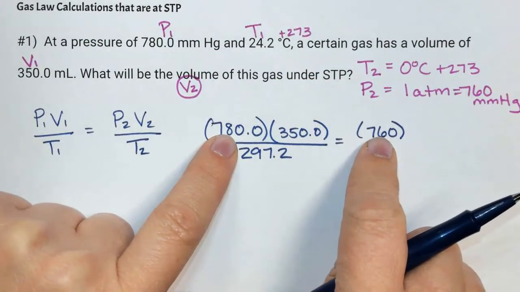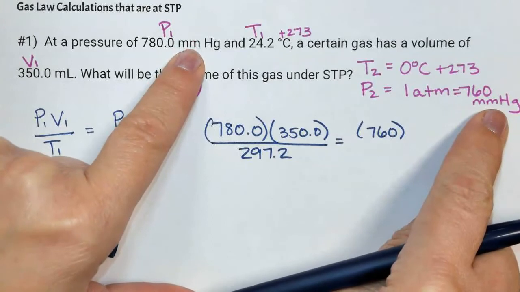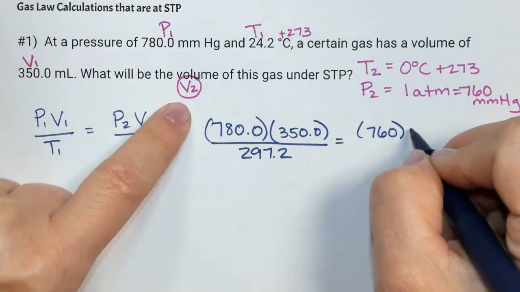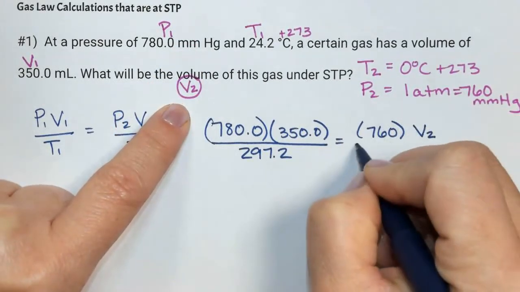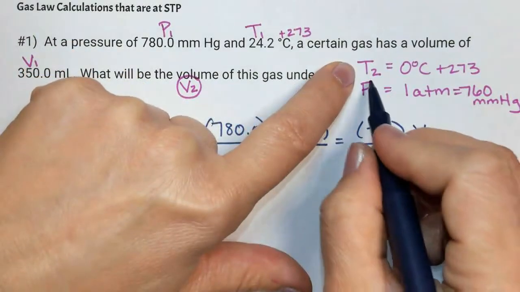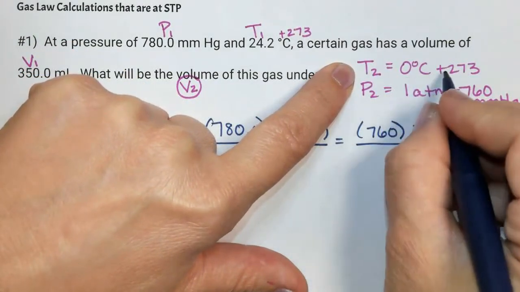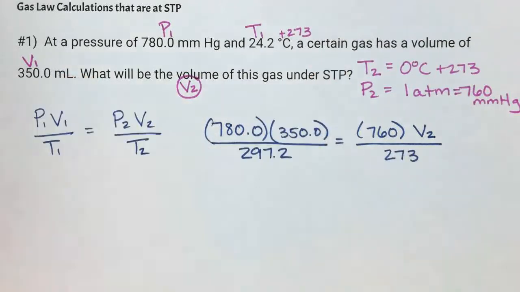because I need these two to have matching units, right? So they both have to be millimeters of mercury. The volume is what I don't know, right? V2 over, and then my standard temperature is going to be 0 plus 273, which is 273 Kelvin.